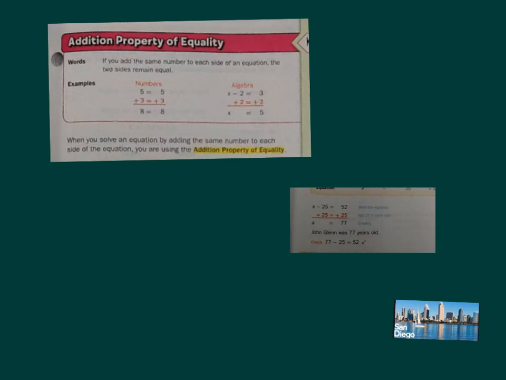Here's the property that I promised on page 537. When you solve an equation by adding the same number to each side of the equation, you are using the addition property of equality. So it's just like we talked about before. If you're doing a subtraction problem, you're using the inverse of addition.